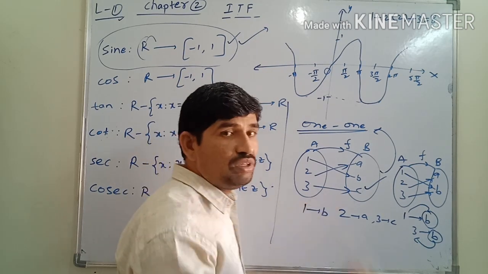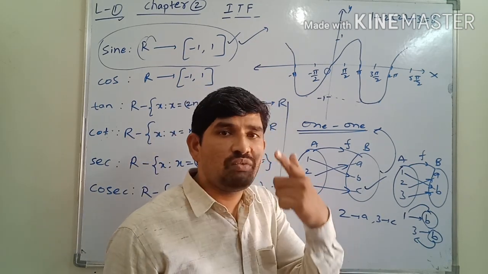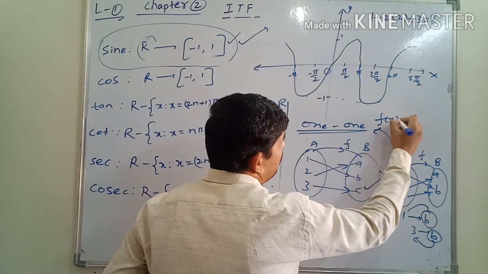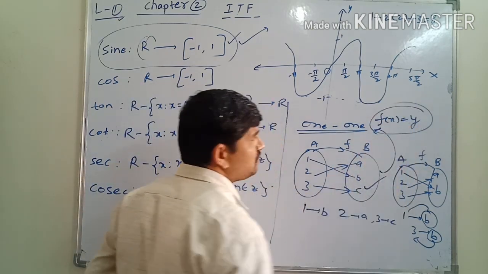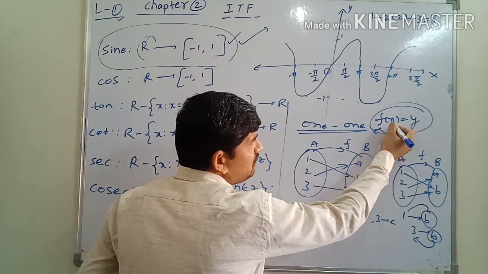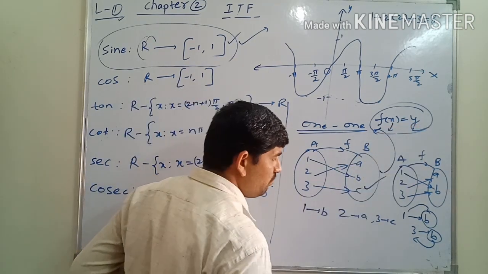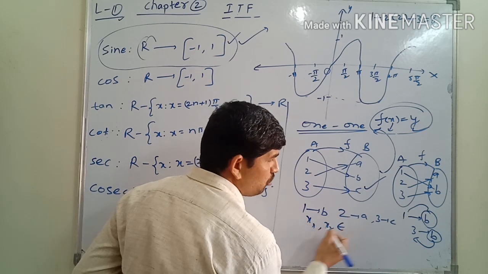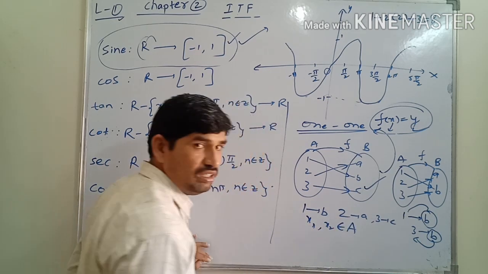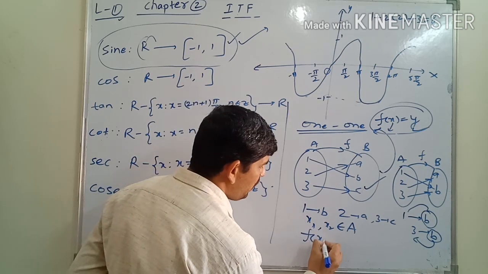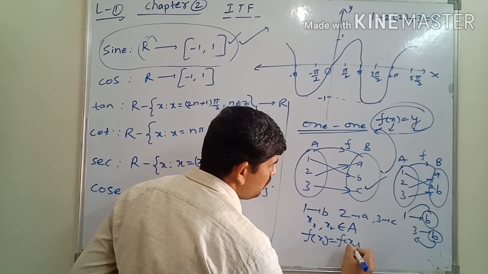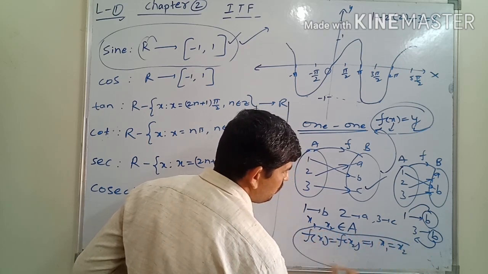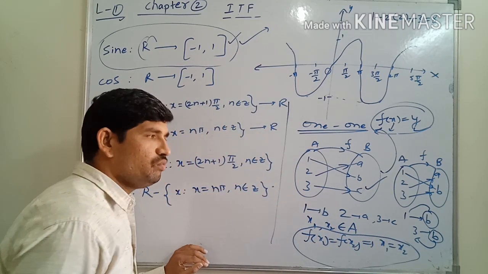This is the difference between one-one functions. There is also a formula for a one-one function. Suppose f of x is equal to y, we can define the function like this, where this is the domain element and this is the codomain element. Let x1, x2 be two elements from the set A, the domain. We write f of x1 is equal to f of x2 implies that x1 is equal to x2; then only the function is one-one.